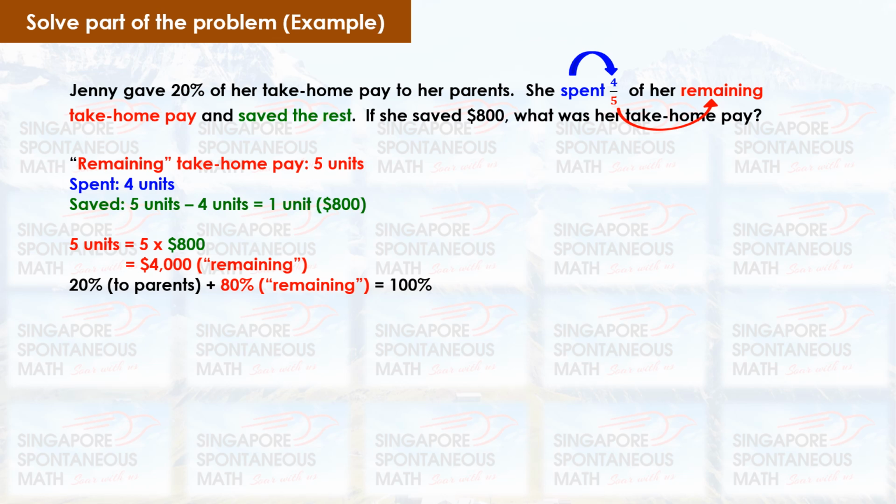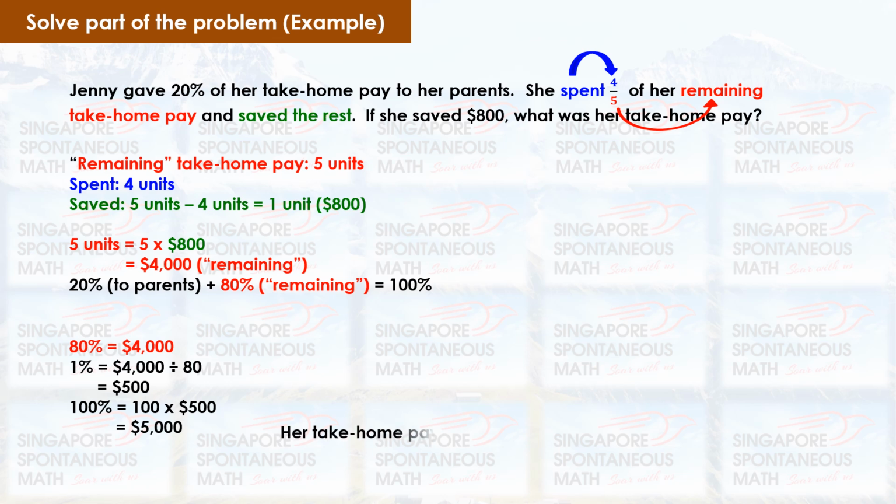After giving 20% of her take-home pay to her parents, 80% remains. 80% equals $4,000. 1% equals $4,000 divided by 80, which is $500. 100% equals 100 times $500, which is $5,000. Her take-home pay was $5,000.